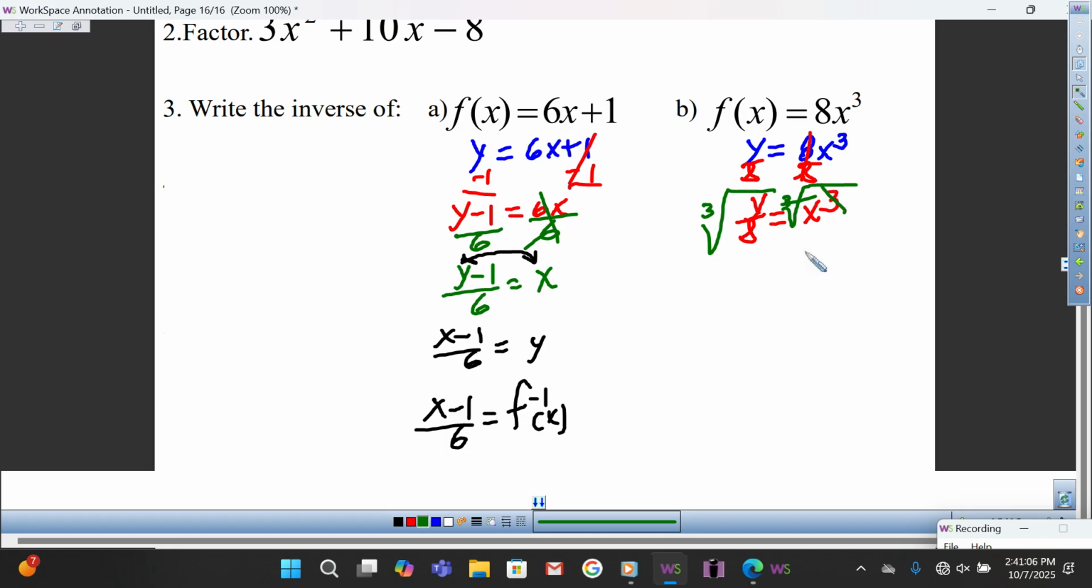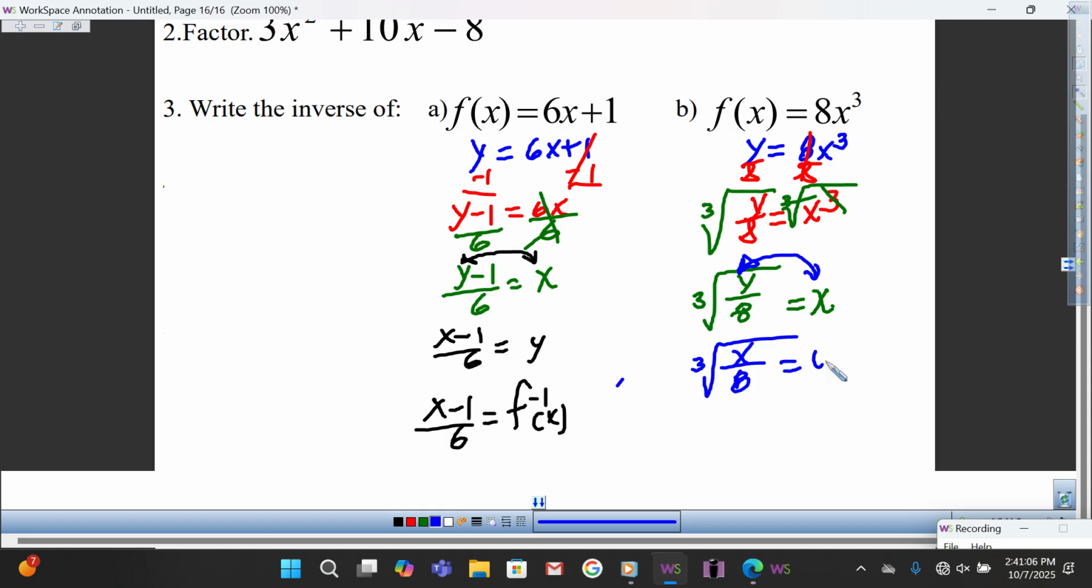So this cancels that. We're left with x on the right. On the left side, we're left with cube root of y minus 8. However, is that the inverse? No, we swapped the variables. So we got cube root of x over 8 equals y. And of course, we write it in function notation. Cube root of x over 8 equals f inverse of x.